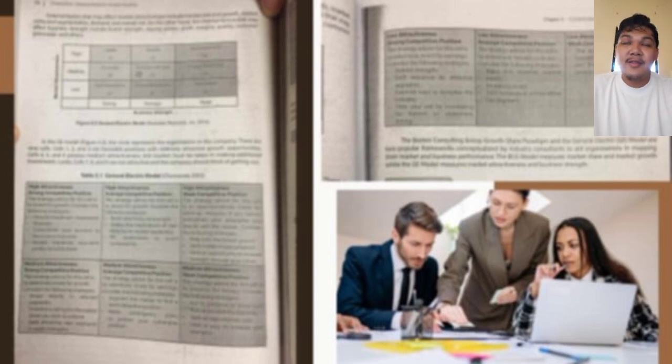customer patronage, and others. So here we can see a table of an example of the General Electric model, and if you can see, there is a circle, and that circle represents the company. That is where the company is standing at. And cells 1, 2, and 3 are favorable positions with relatively attractive growth opportunities. Cells 4, 5, and 6 possess medium attractiveness, and caution must be taken in making additional investments. Lastly, cells 7, 8, and 9 are not attractive, and the company should think of getting out.